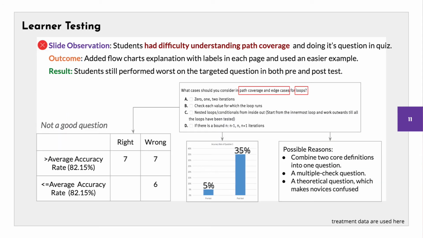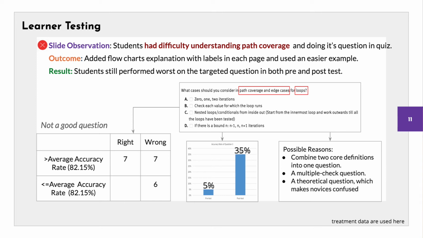Well, not every change works smoothly. This is an unworked revision. We observed that students had difficulty understanding path coverage and the related questions in the quiz. So we decided to add flowchart explanations with labels on each page and used an easier example. However, the results show that the related question is still the trickiest one in both the pre-test and post-test. Although students made huge improvement from pre-test to post-test, the average correct rate is still less than 40%.